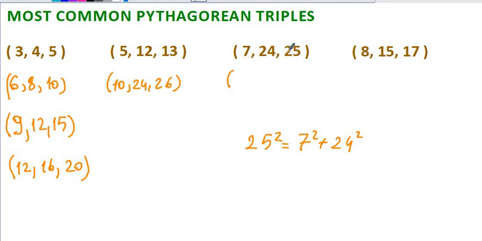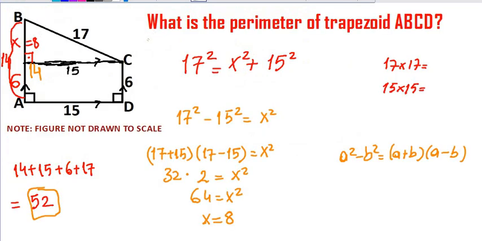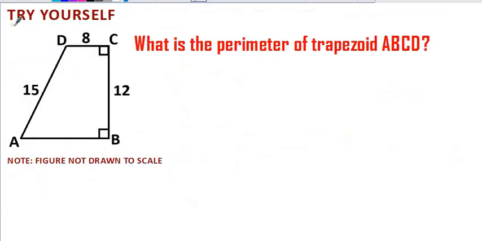So you can multiply all these numbers by the same number. Let's multiply by 2. 14, 48, and 50. This is another Pythagorean triple. So I think you get the idea. So in this kind of questions, if you know the Pythagorean triples well, then you can solve these questions easily. Okay, so it is your turn. Now you can try to solve this example, and you can see the correct answer in the description below.